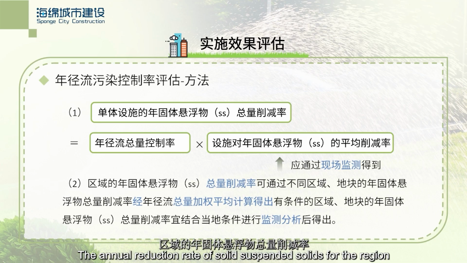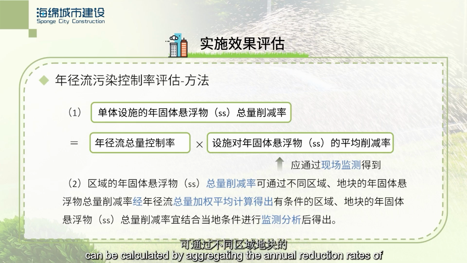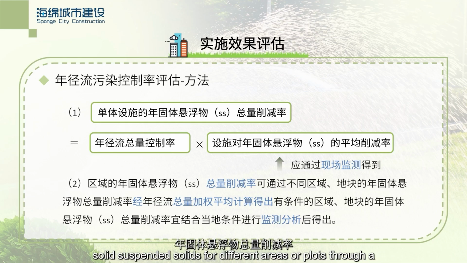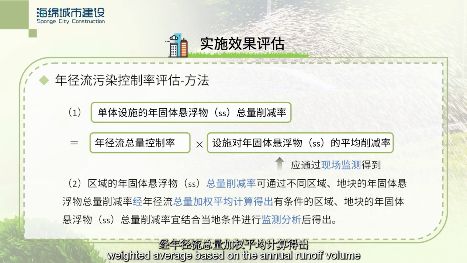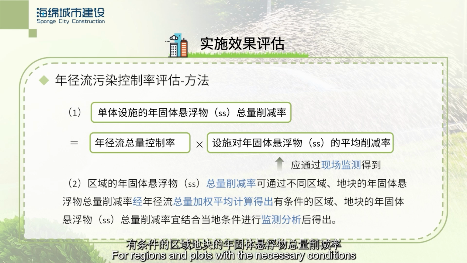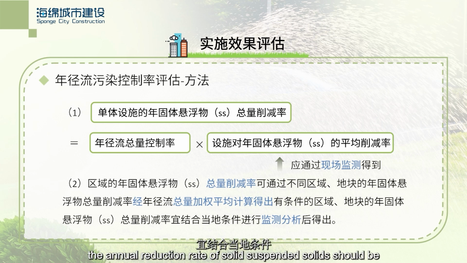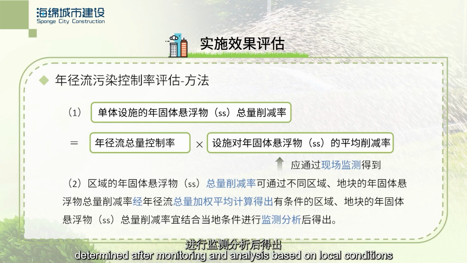The annual reduction rate of suspended solids for the region can be calculated by aggregating the annual reduction rates of suspended solids for different areas or plots through a weighted average based on the annual runoff volume for regions and plots with the necessary conditions. The annual reduction rate of suspended solids should be determined after monitoring and analysis based on local conditions.